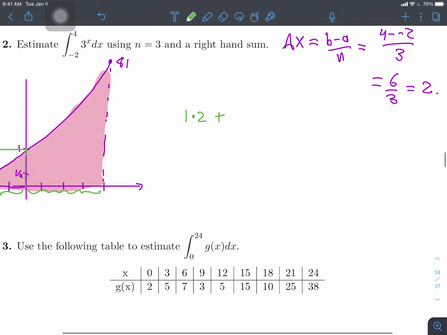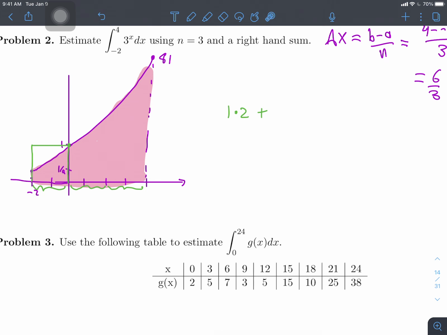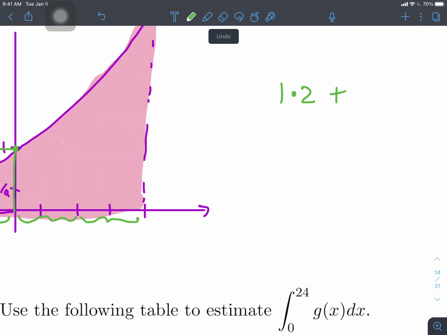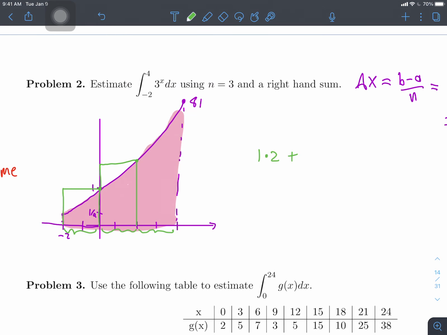Now the second rectangle, I know its base travels from x equals 0 to x equals 2, and the height is supposed to be, again, the height of the function on the right side of that subinterval. So how do I find out what the height of my second rectangle is? I've drawn it on this picture, but how do I know what the height is?